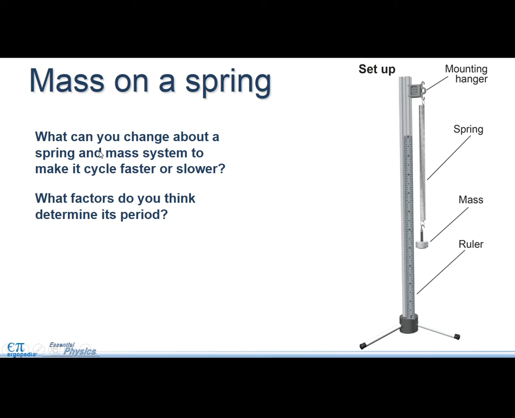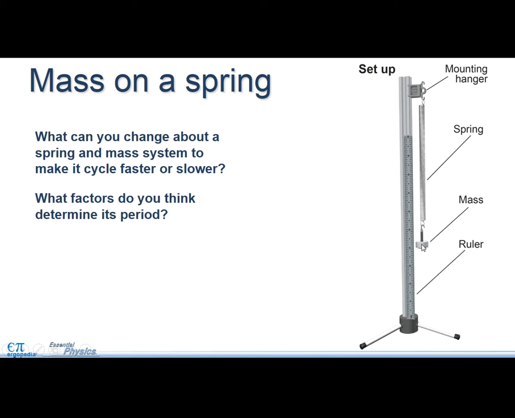So the questions that we asked ourselves were, what can you change about a spring and mass system to make it cycle faster or slower? Faster would mean a higher frequency or a shorter period, and slower would mean a longer period or a lower frequency. What factors do you think determine its period?